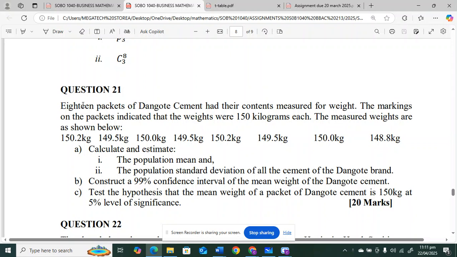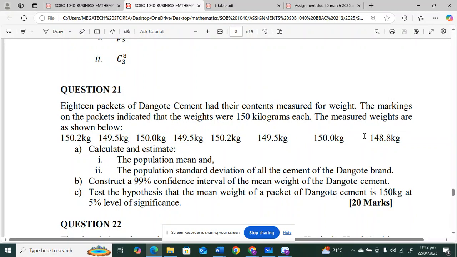Okay, so out of 18, we get a sample of 1, 2, 3, 4, 5, 6, 7, 8. Okay, we've got our sample. We get 8 bags and we've measured them, and these are the weights. Calculate and estimate, number one, the population mean, then also the population standard deviation of all the cement of the Dangote brand. So, colleagues, we'll be working with this sample here of these 8.